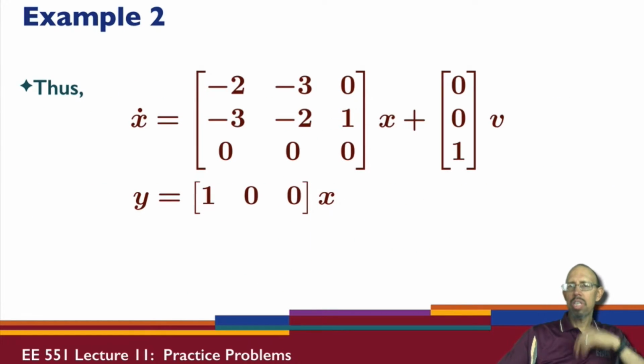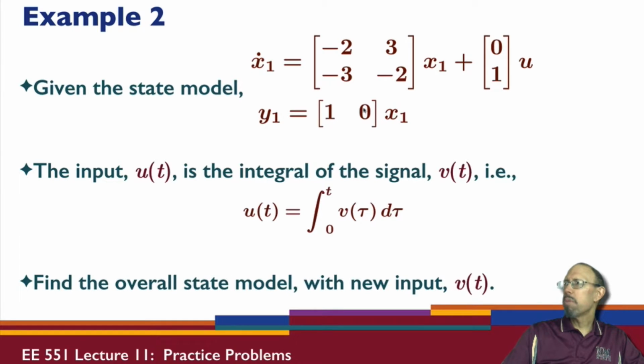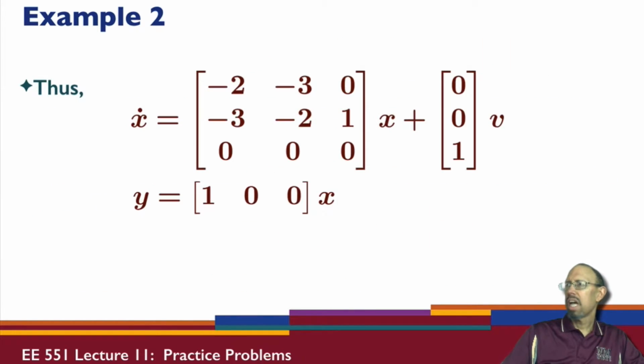All right, for these matrices now, I can plug them in, and here's the state model that I get. So notice I've taken the partition lines away, and this is what we get for our state model. So this is the state model for that system that I was working with.